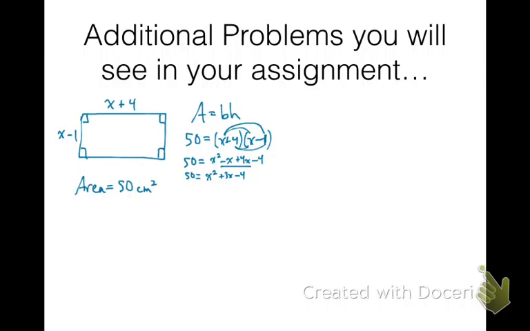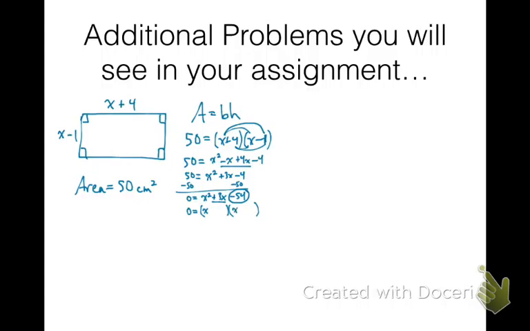Alright, and then I'm going to subtract off the 50 from both sides. I get 0 is equal to x squared plus 3x minus 54. So we have to factor this because we have a quadratic equation with an x squared and an x term, so we can't just take the square root of both sides, we have to factor it. You have to find the two numbers that multiply to that negative 54 that add to that 3x.